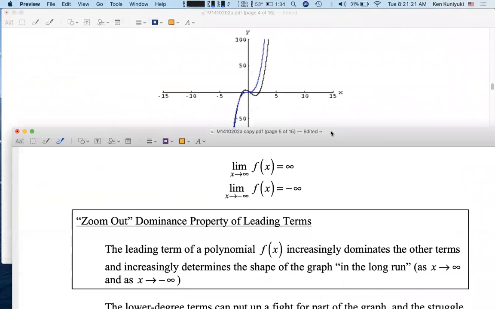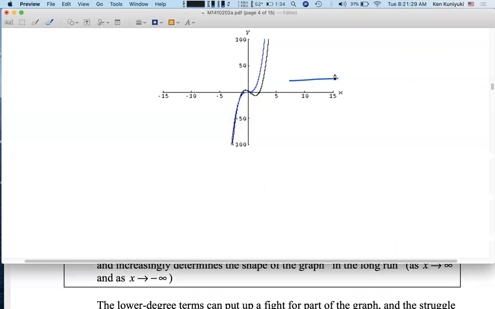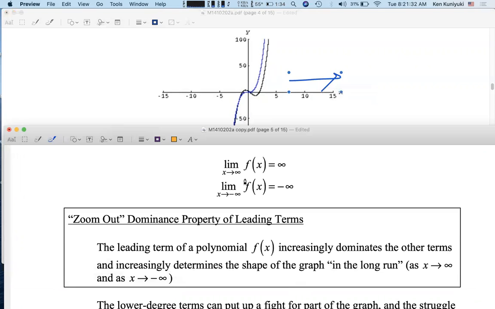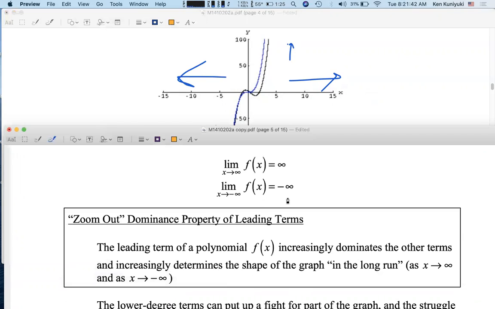So here are the long run limits for both the 4x cubed function and also the function we care about. The limit as x approaches infinity, as we look off to the right, the y-coordinates approach infinity for both graphs. Likewise, as x approaches negative infinity, the y-coordinates, the function values, approach negative infinity for both 4x cubed and the function we care about.